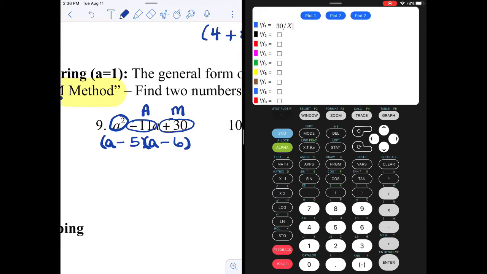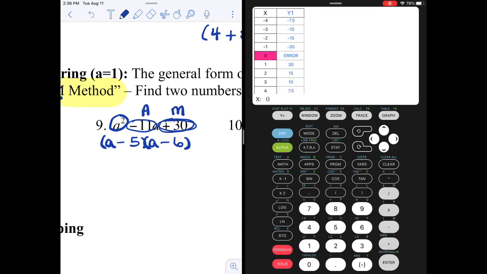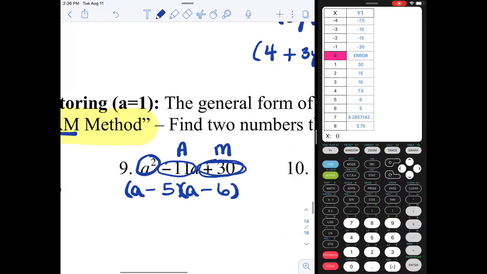Okay, so again, that was y equals, take the number that you're multiplying to, divide it by x, and then take a look at the table, and that's how you can find some of the factors if that's something that you struggle with. Okay, I'm going to keep that on the side because I'll come back to that.